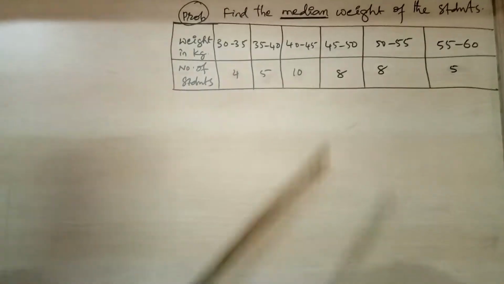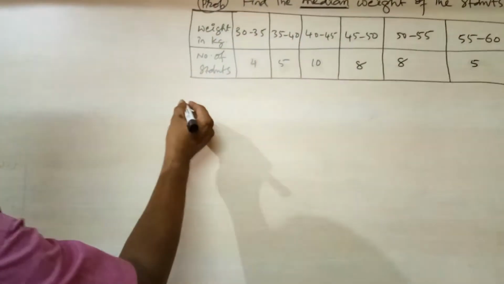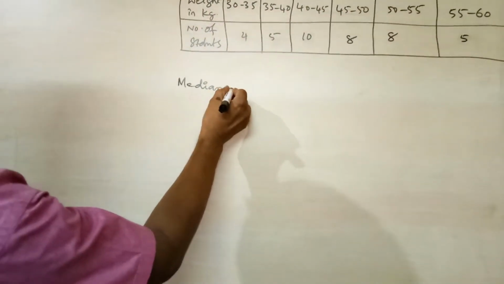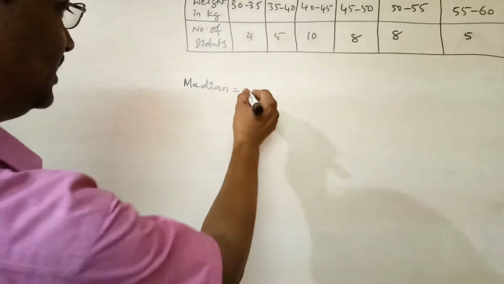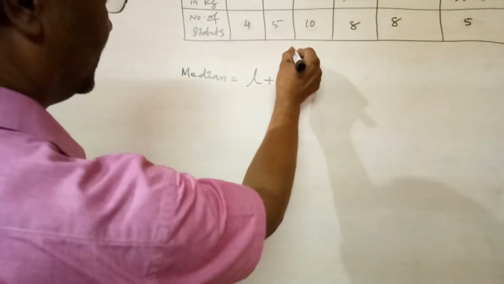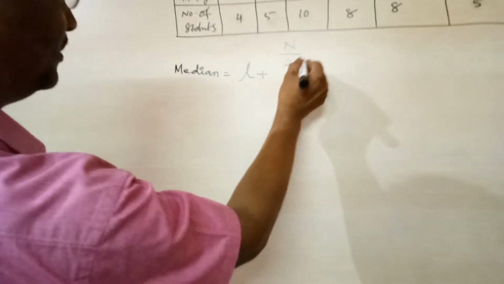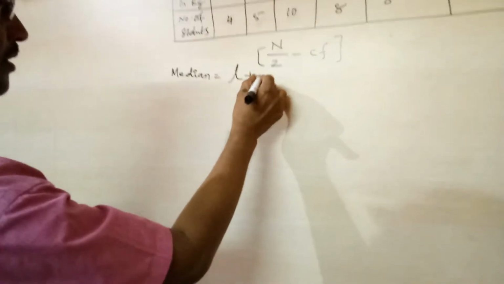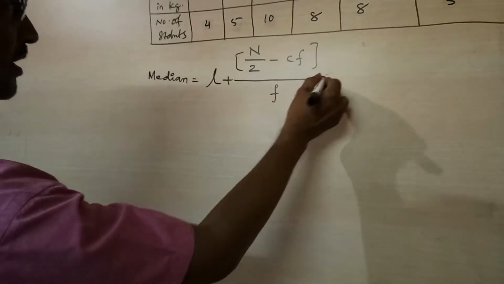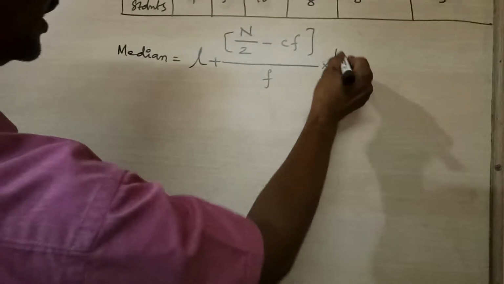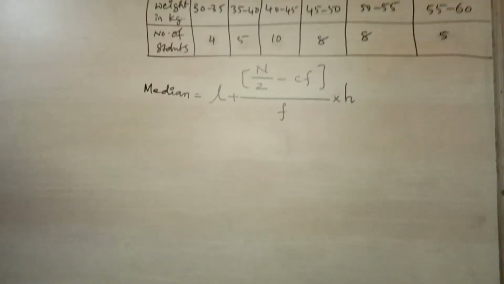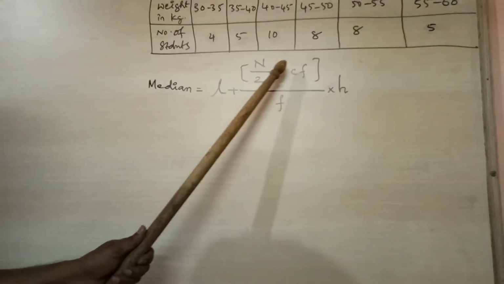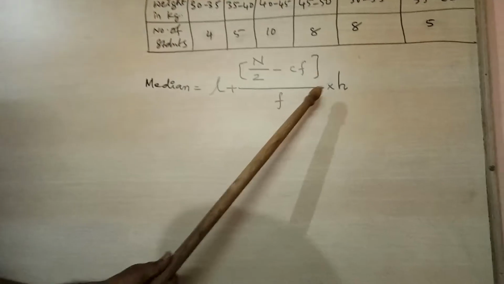Here, the formula for median is: median equals L plus, n by 2 minus CF, by small f, into h. This is the formula. To get the median, we need L, N, CF, small f and h.